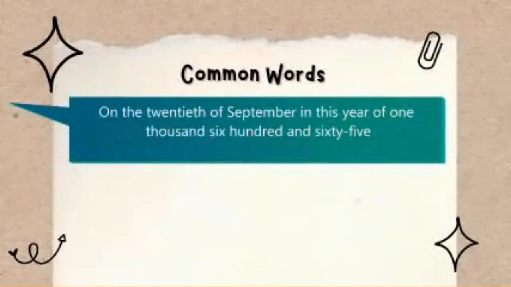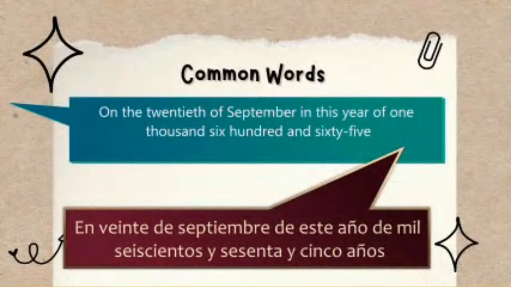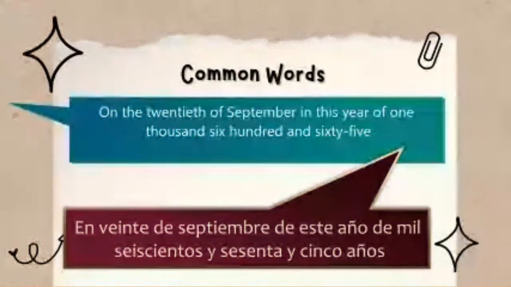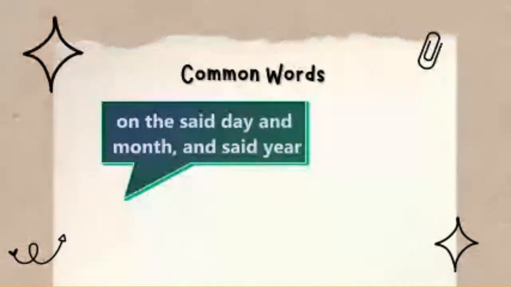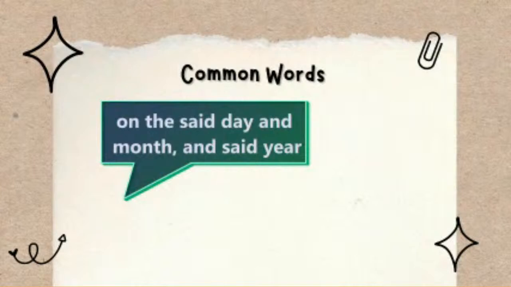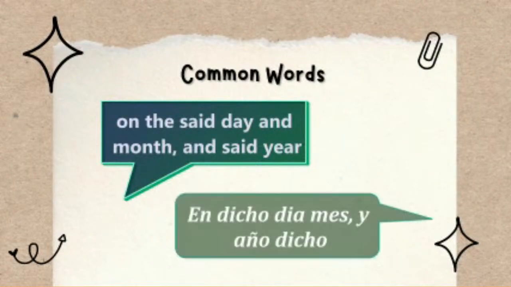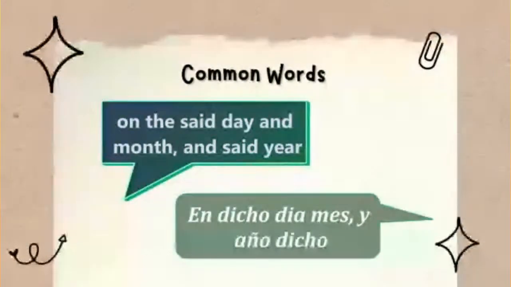So to put that all together, we are looking at the 20th of September in the year 1665, and that would be 20 de septiembre de este año de 1665 años. On the said day and month and year is used a lot. For example, if they were baptized on the 1st of October and they had been born on that same day, they would say on the said day, month, and year for the birth. So, en dicho día, mes y año dicho.